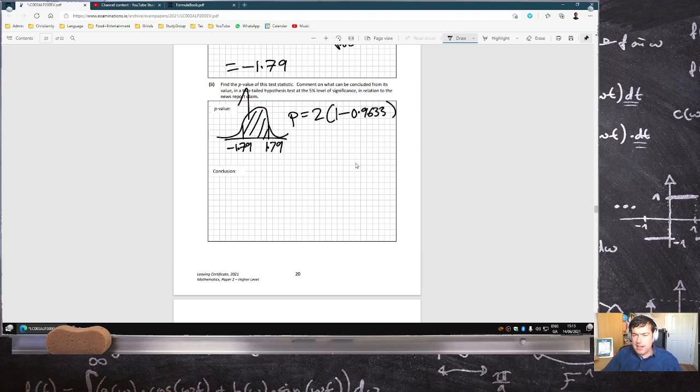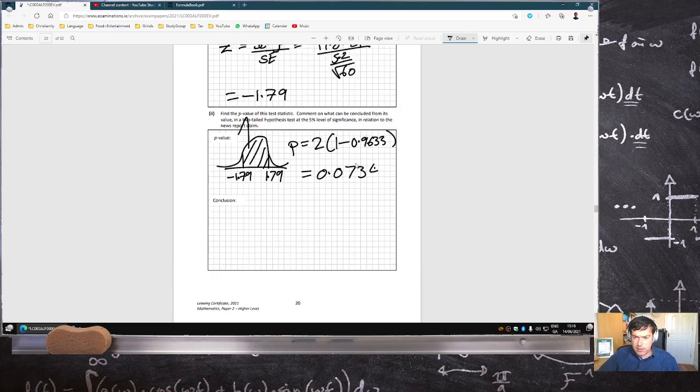Now I can tell it's a do not reject because it's not that big of a test statistic value. This should be more than 5%. It's 0.0734. Do not reject at 5%.